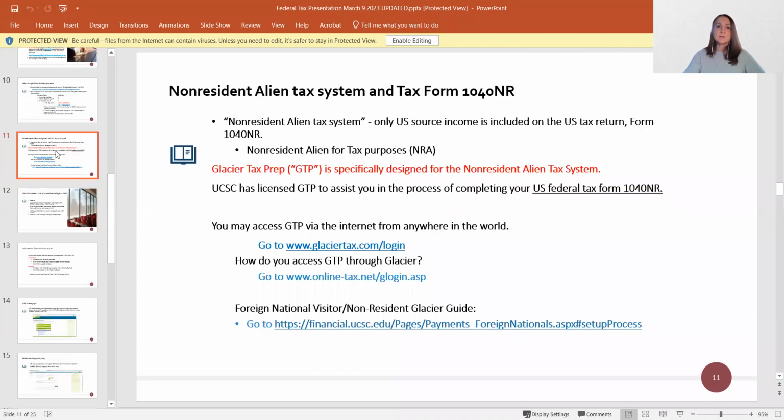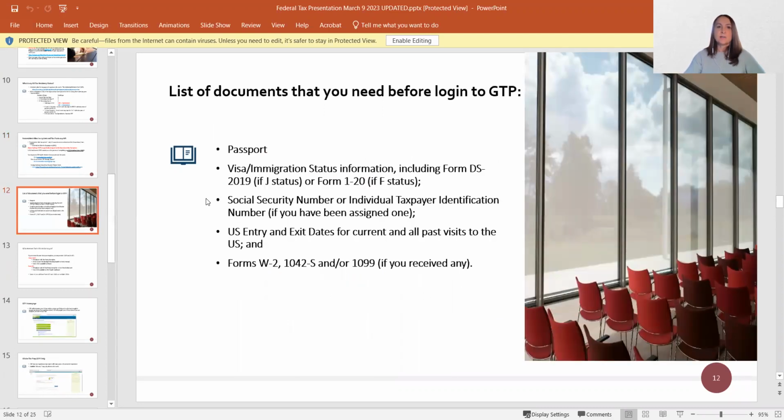Because Glacier needs to determine your status, tax treaty exemption and tax, it will require you to collect information before you start working on your tax return, such as passport, visa, social security or taxpayer number, your entry and exit days, and annual income forms. We will discuss everything today, so I think you will have a better understanding by the end.